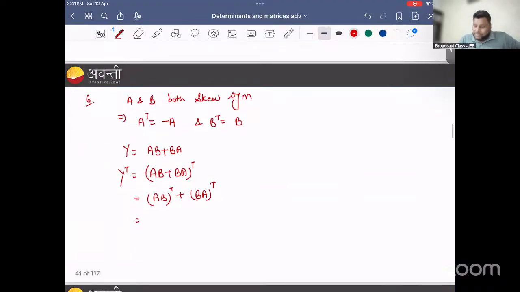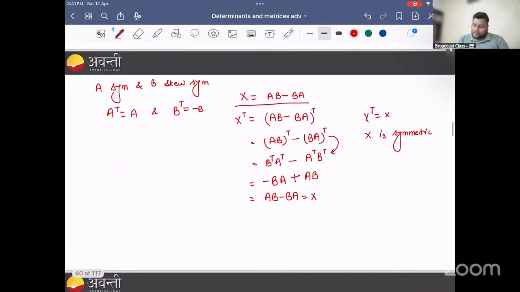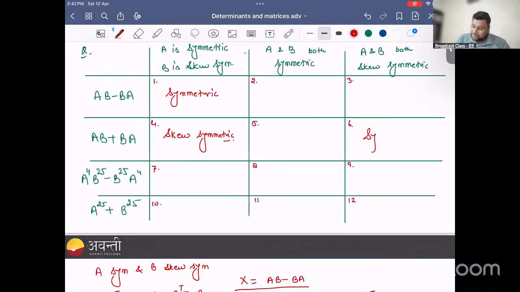Now we'll apply the reversal law of transpose. So B transpose A transpose plus A transpose B transpose. Now A transpose is minus A, B transpose is minus B. So it is minus BA, so it will become plus and plus of AB. Matrix addition is commutative, so it will become AB plus BA, which is Y. So Y transpose came Y. That means Y is symmetric. So this one is also symmetric. All right.